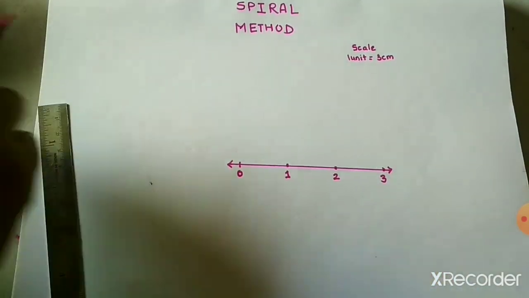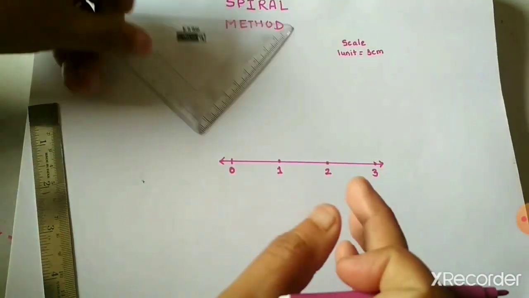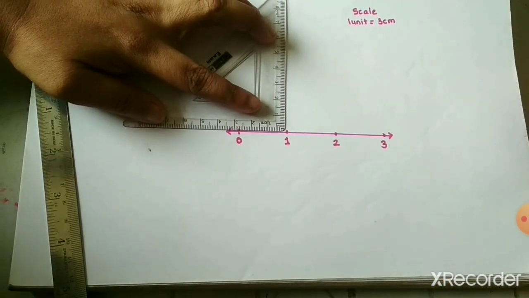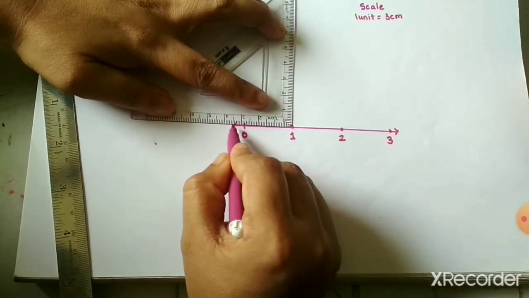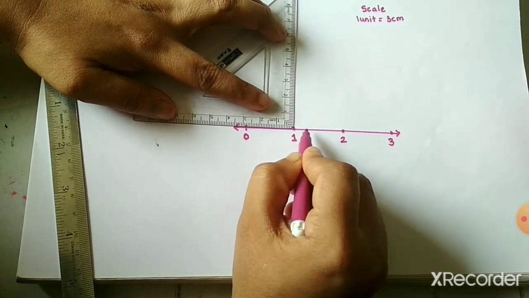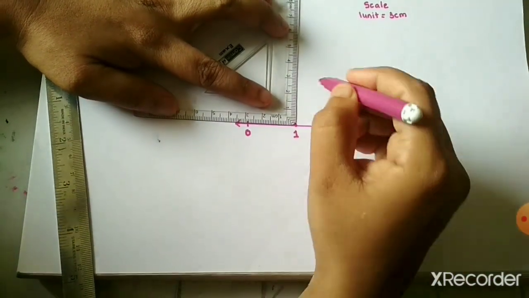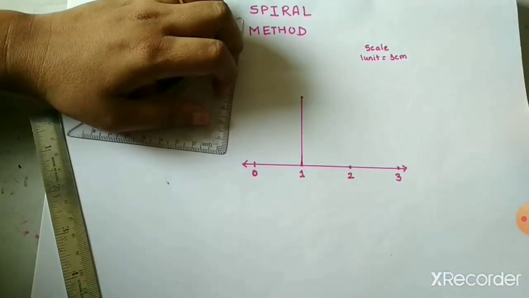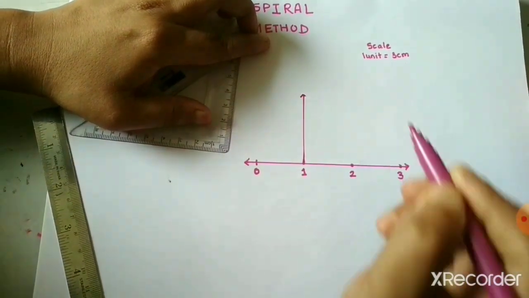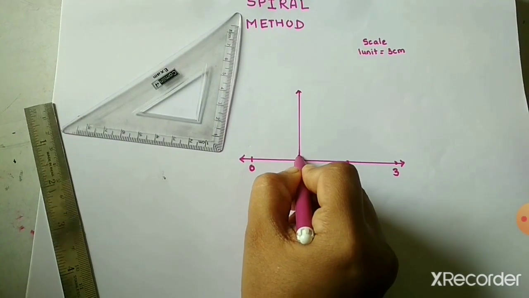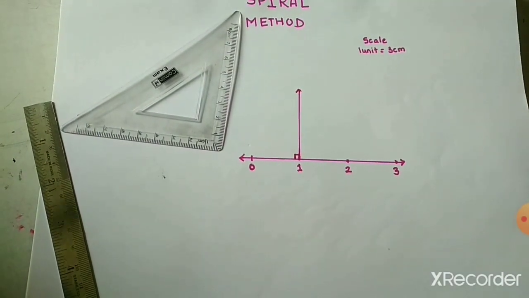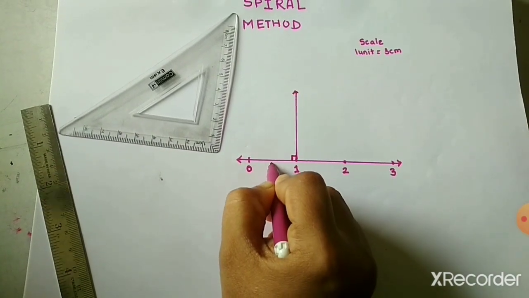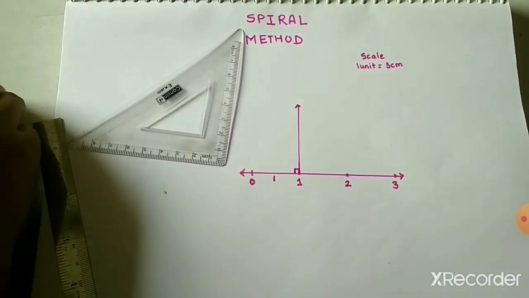Let us follow the construction of root 2 first. For that we will use a set square. Place the set square so that it coincides with your number line at point 1 and draw a perpendicular. Can you see here? Draw a perpendicular arrow compulsory. As it is a perpendicular, show the 90-degree sign over here. What we have taken as the 0 to 1 distance, we will consider here as 1 unit distance.